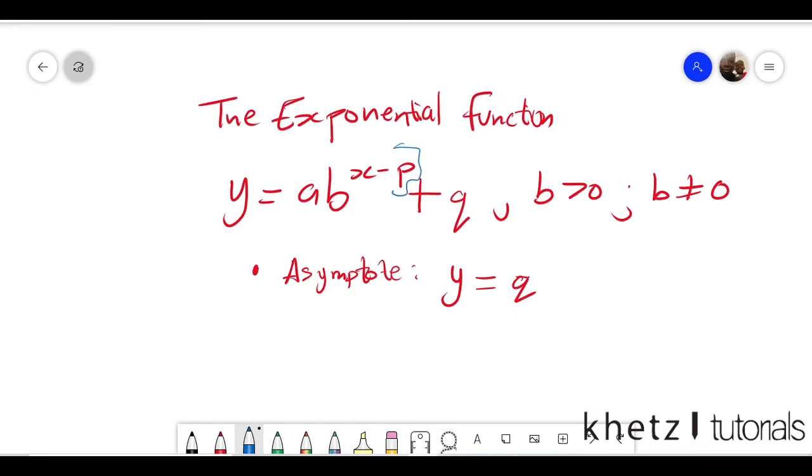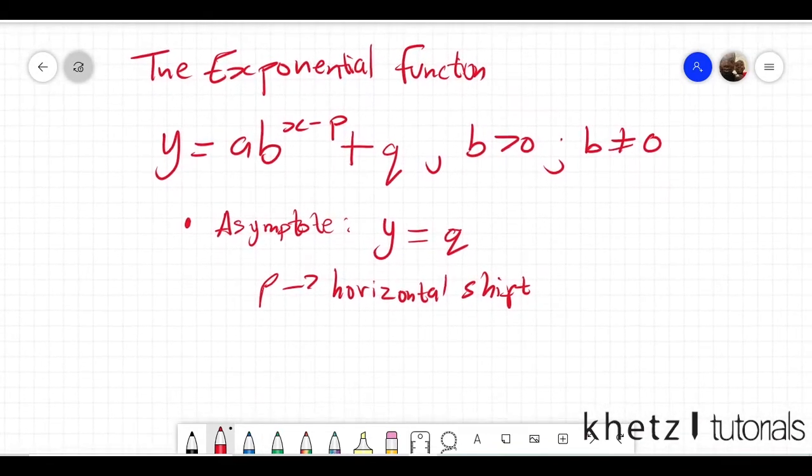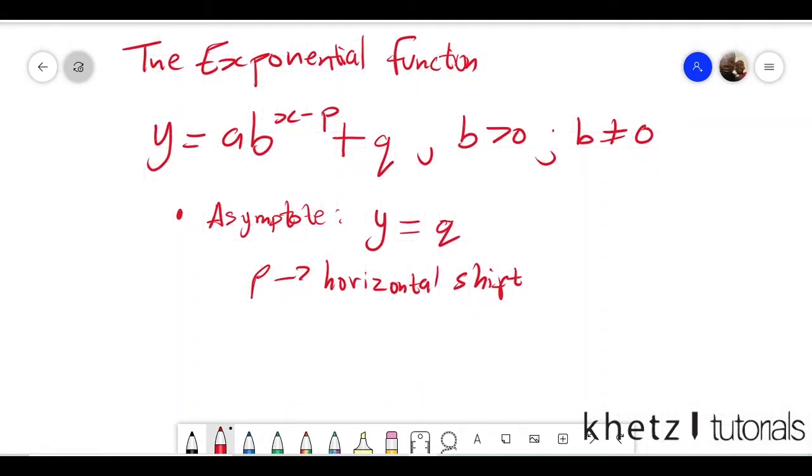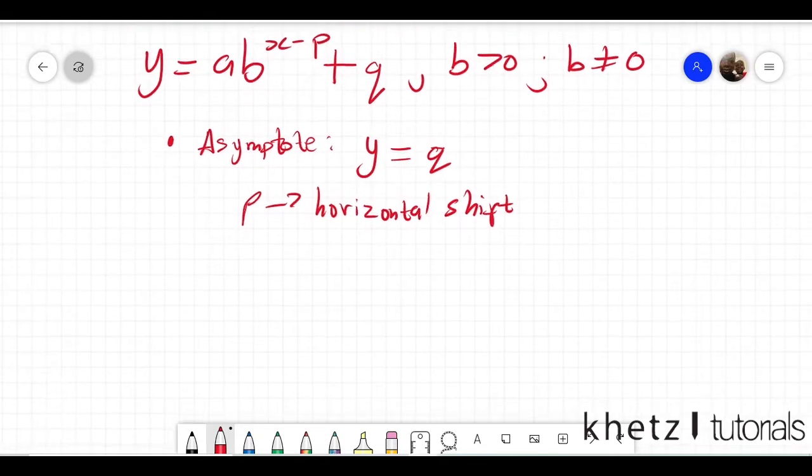So that's p over here, and that p is going to determine the horizontal shift. These are the basics of our exponential function, and we can move on to discuss a, as we previously discussed, and b. So let's start.